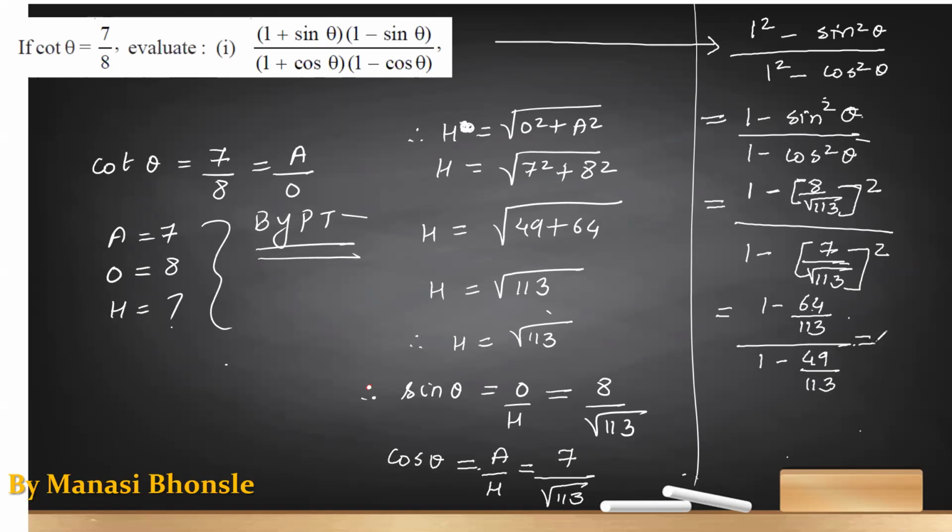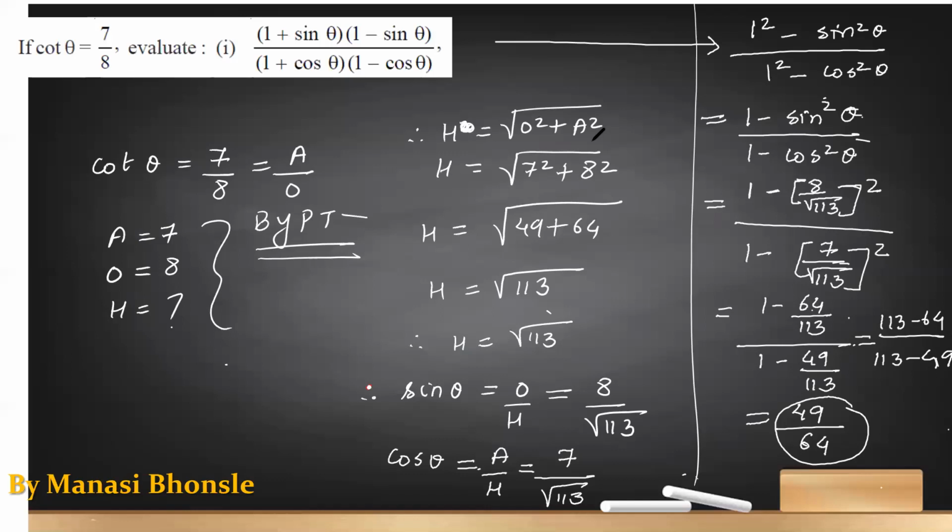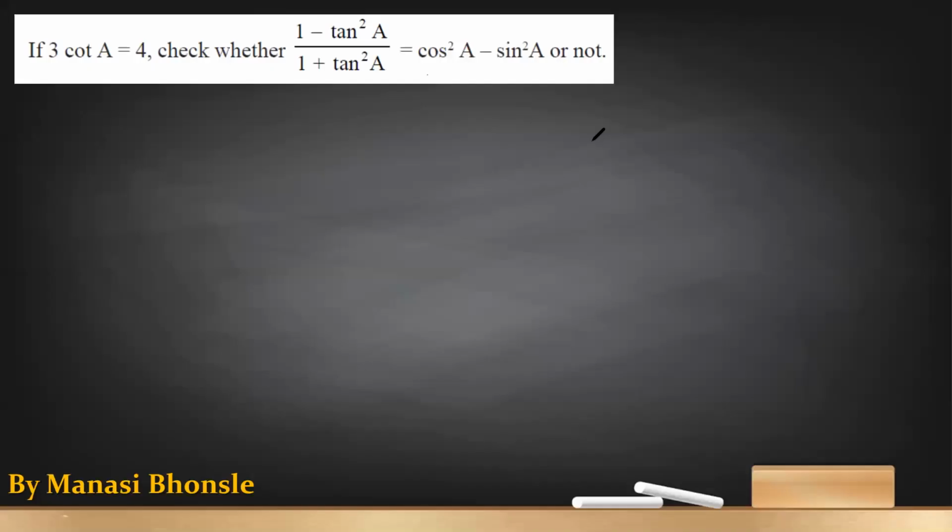Let us take an LCM. 113 gets cancelled. So over here we have 113 minus 64 and down we have 113 minus 49. So the answer comes down to 49 upon 64. So 1 plus sine theta into 1 minus sine theta divided by 1 plus cos theta into 1 minus cos theta is equal to 49 upon 64.